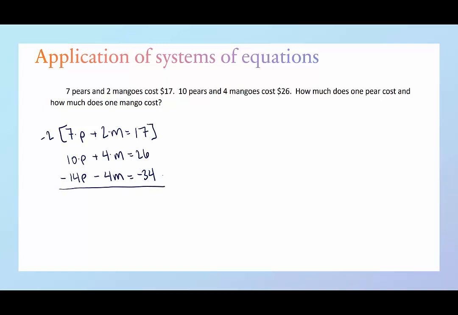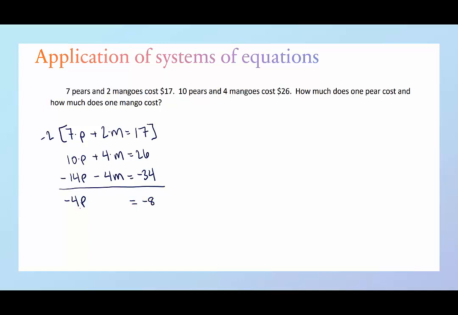And now what we do with these two equations, the new number 1 and the second one, is we just combine them by going straight down. 10p and minus 14p, so we look at the coefficients, that's going to be -4p. The positive 4m and the negative 4m, that makes 0. That was the goal. We wanted that to happen, so that's good. And then we say equals -8.